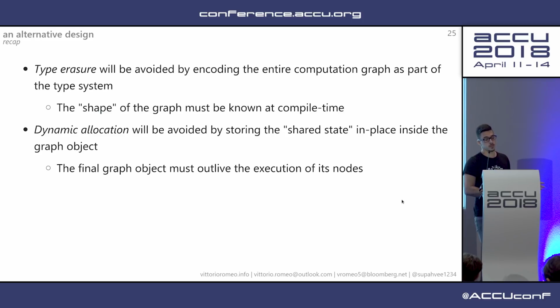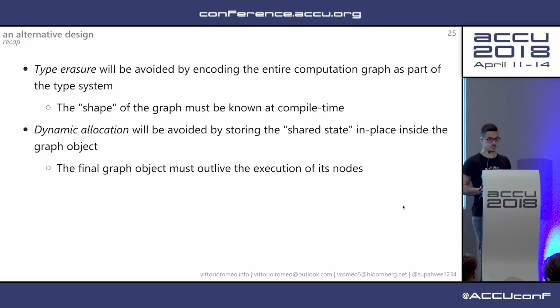So as a recap, we can avoid type erasure by using this kind of expression template approach, encoding the entire graph inside a type system. And we can avoid dynamic allocation by simply storing the shared state in place inside the object, with the restriction that the final graph object must outlive the execution of all its nodes.